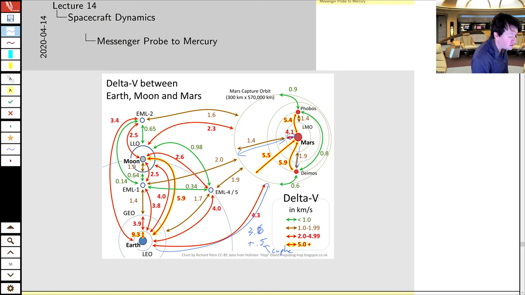So all, again, going both ways. That's why the arrows just go both ways, because the delta Vs getting out and getting back in are essentially the same.